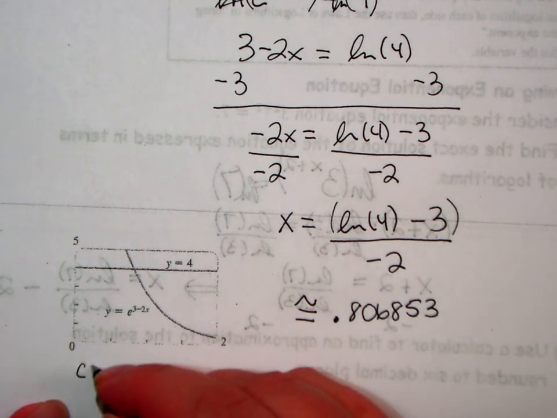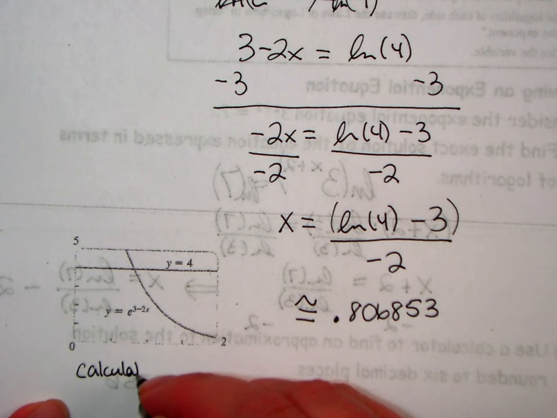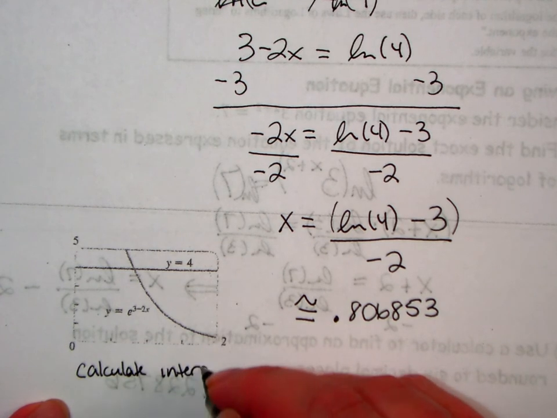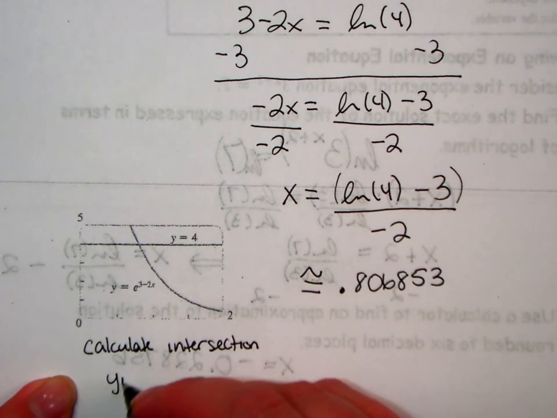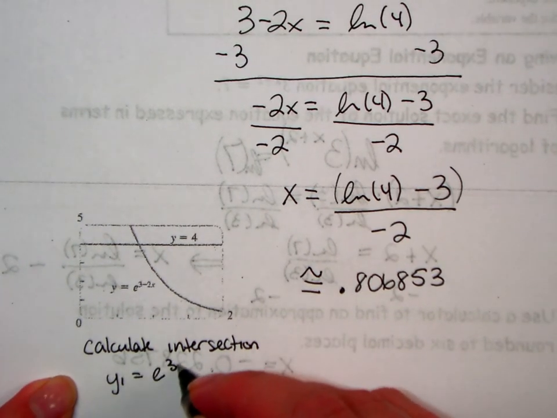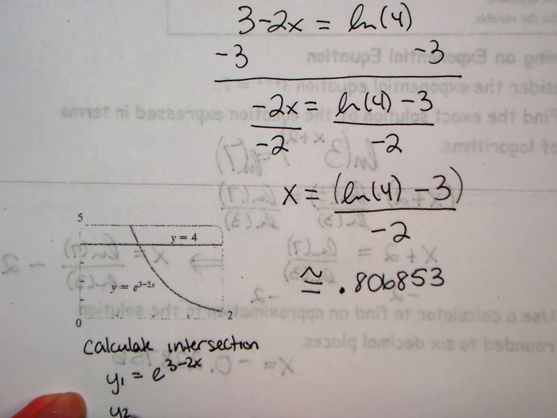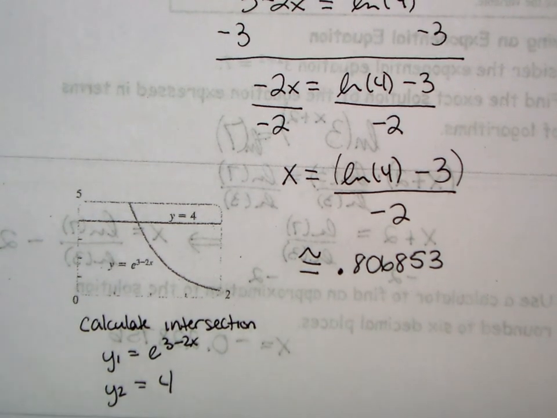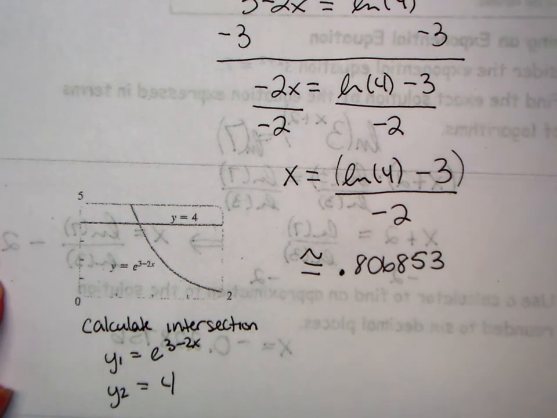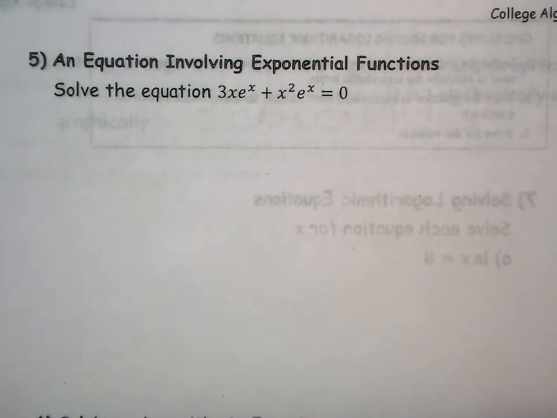All right. Calculate intersection. All right, and we let y1 equal e to the 3 minus 2x, and we let y2 equal 4. All right, and we just calculated the intersection using second trace.